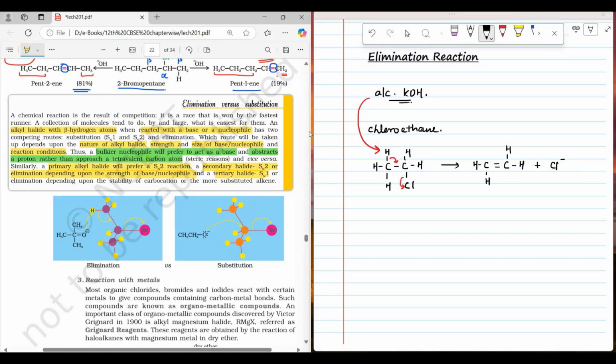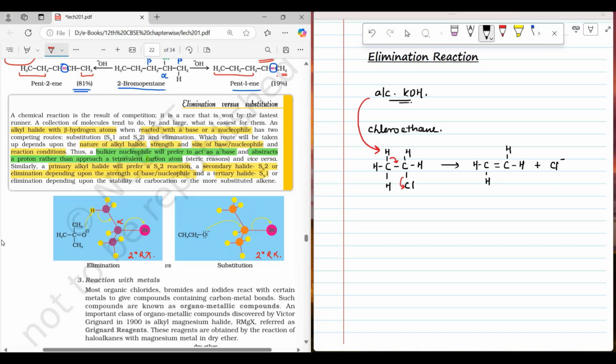Now let's try to understand it. Here this is the bromine, and the carbon to which it is bonded is the alpha carbon. This alpha carbon is bonded to another carbon. That means this alkyl halide is a secondary alkyl halide. This is also a secondary alkyl halide. Whether it undergoes elimination or substitution depends on the type of nucleophile and the condition.